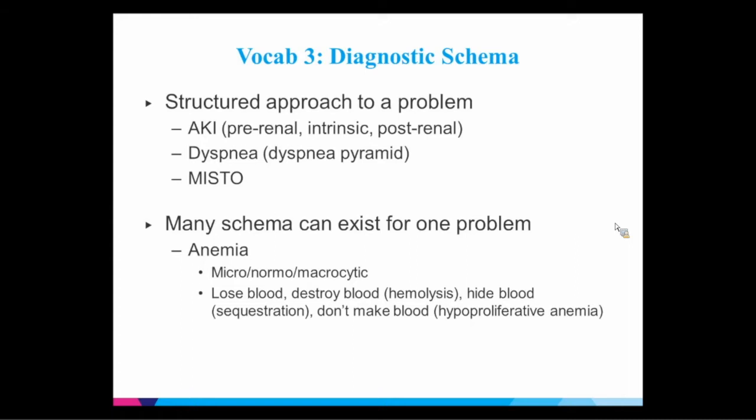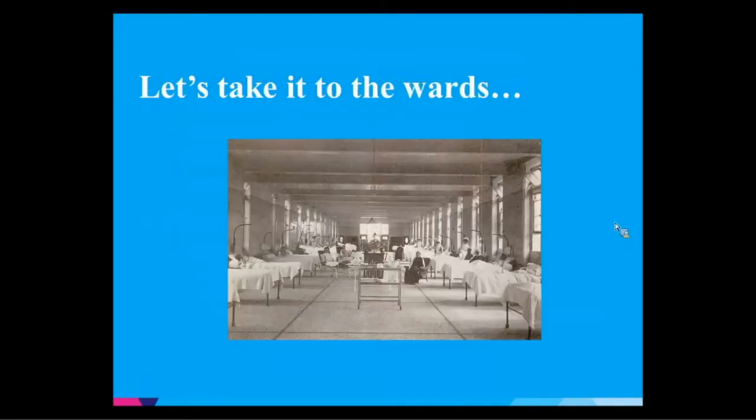People can make up their own schema, really just whatever is going to be helpful to learners. So an example I always give with this is, we learn in medical school microcytic, normocytic, macrocytic anemia. I think in practice that is helpful in some ways, but not always. So what I often do is I say, well, their hemoglobin's low. Are they losing blood, destroying blood? Are they not making it, or are they hiding it somewhere? And just thinking about ways that you can, in a structured way, quickly go through a differential diagnosis.